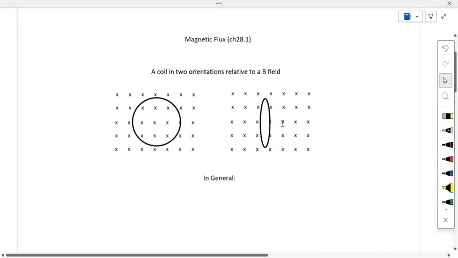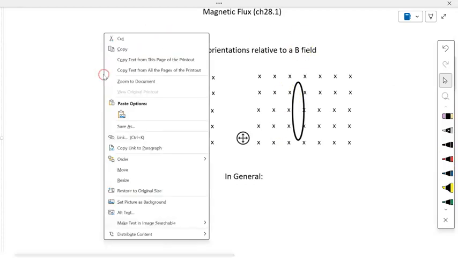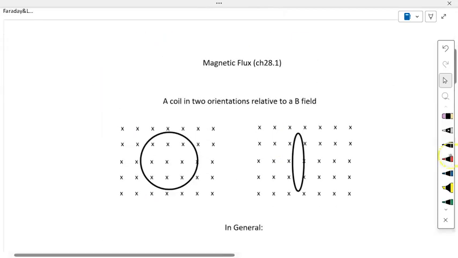Allow us to introduce a new quantity called magnetic flux. Chapter 28, Section 1 in Tipler and Mosca, Edition 6. Anyway, here's what we have. We've got a magnetic field B oriented into the page. This is our magnetic field.